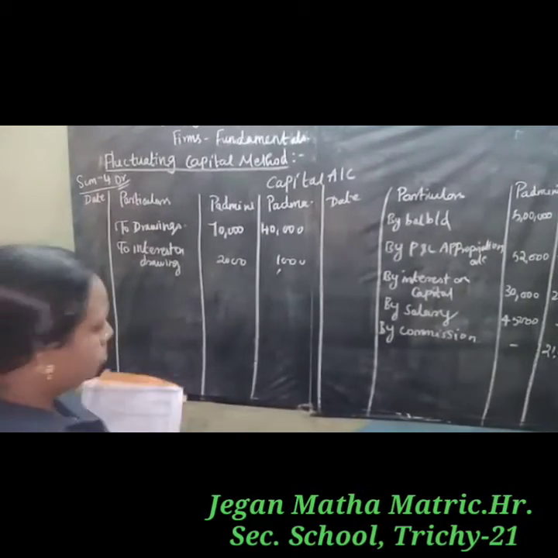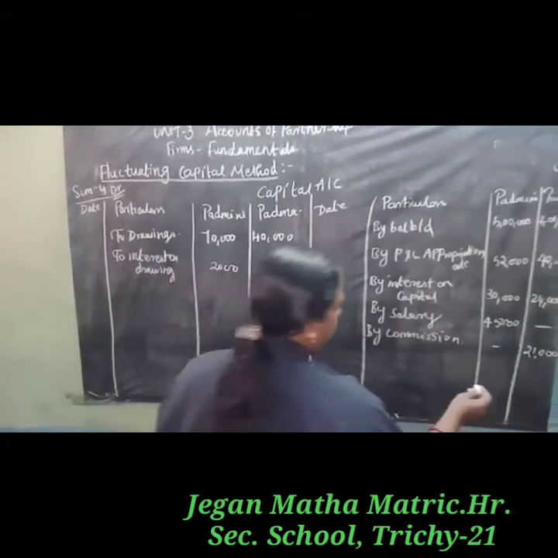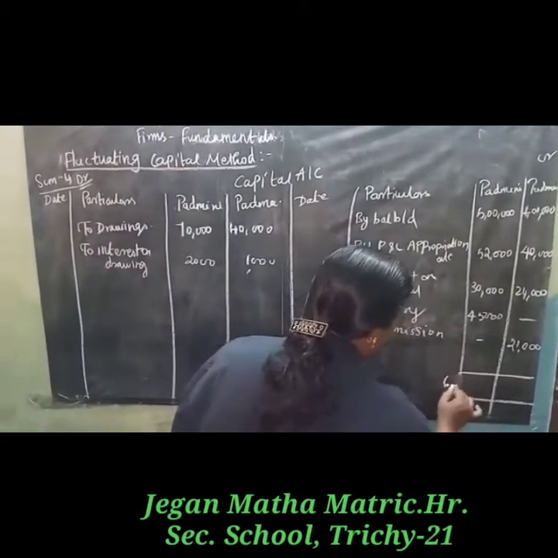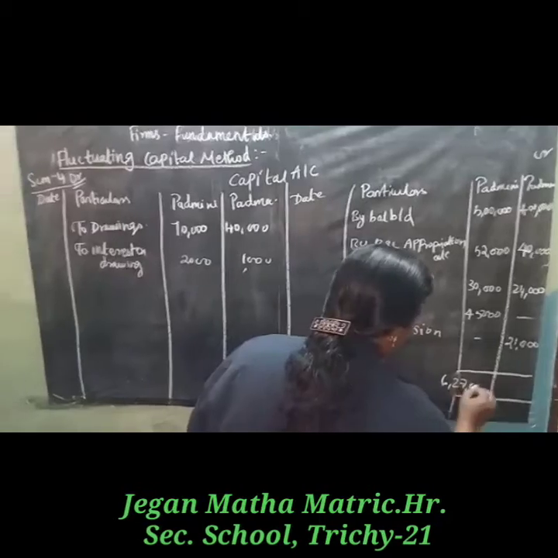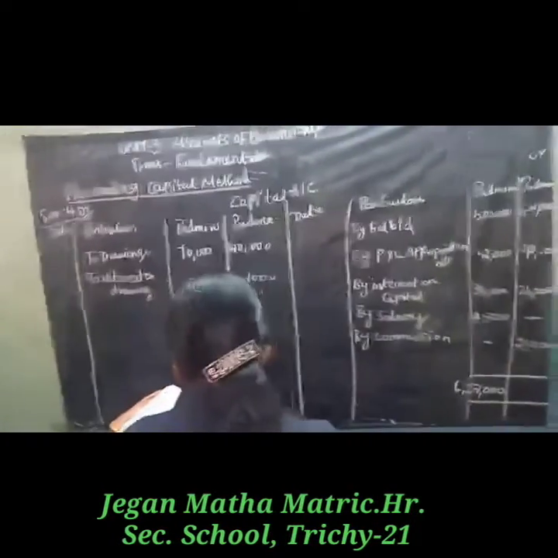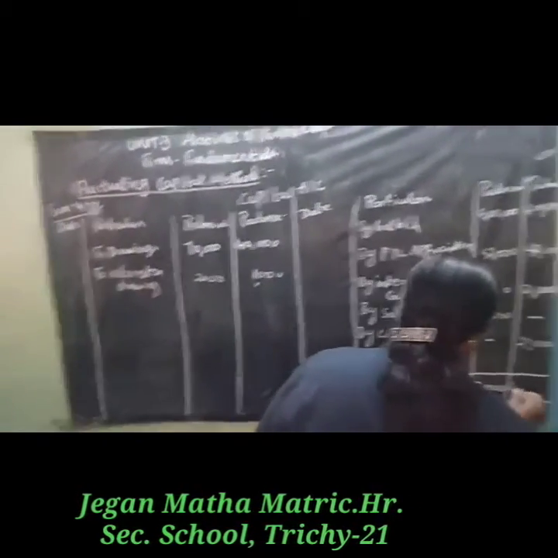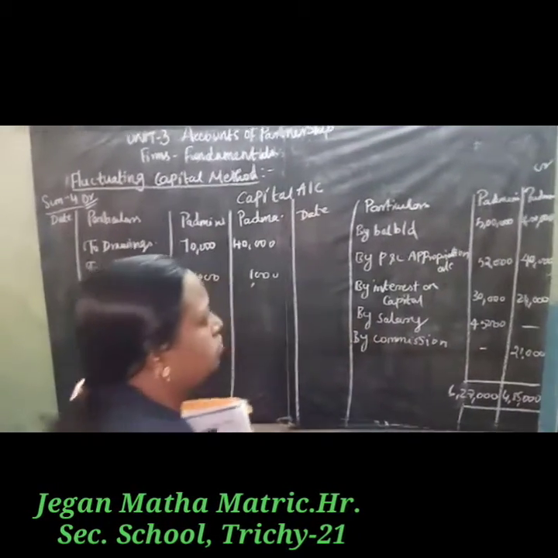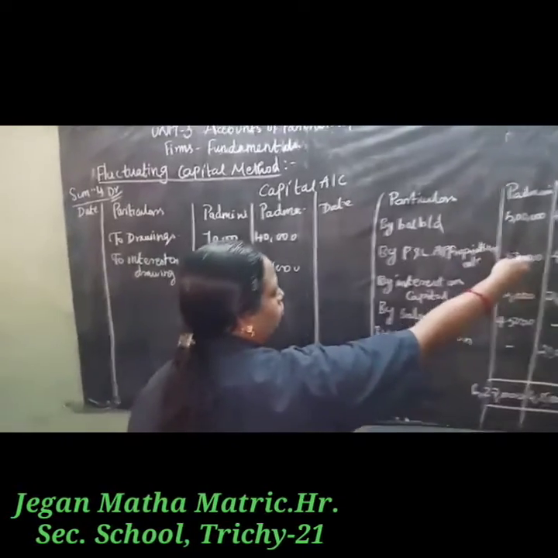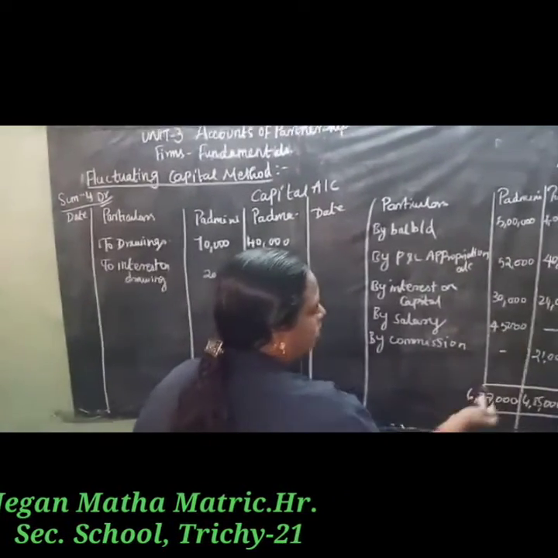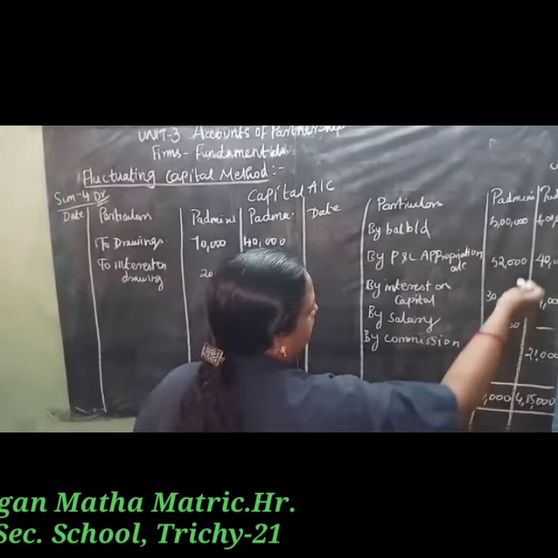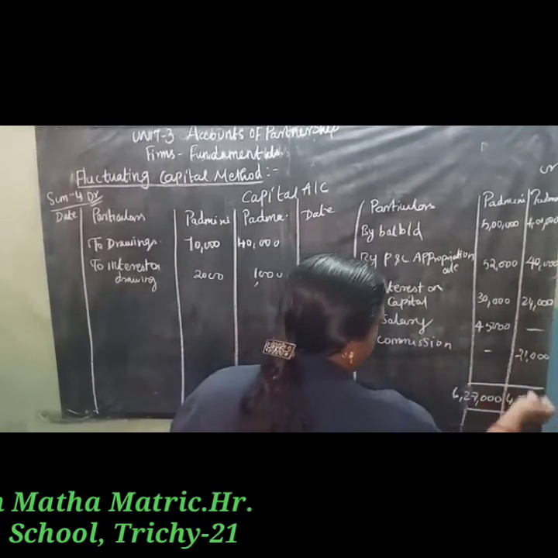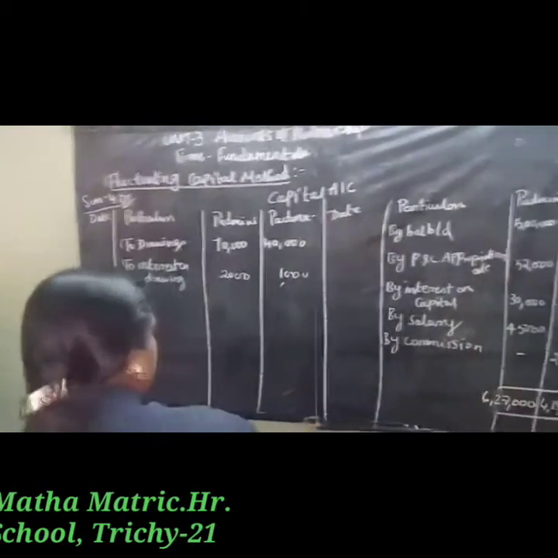The credit side is more, so the credit side total for Padmini is 6,27,000 and for Padma 4,85,000. So 5 lakh plus 52,000 plus 30,000 plus 45,000 is 6,27,000. Then for Padma, 4 lakh plus 40,000 plus 24,000 plus 21,000 is 4,85,000.